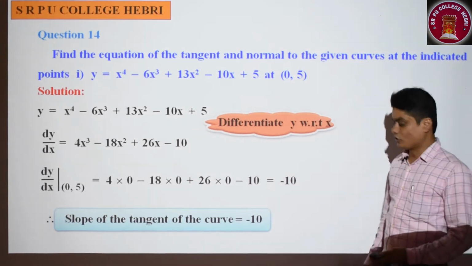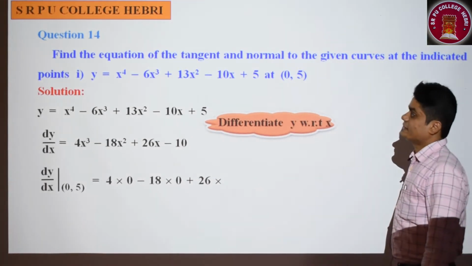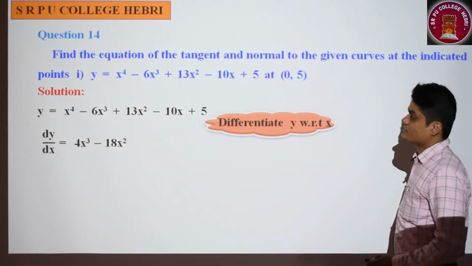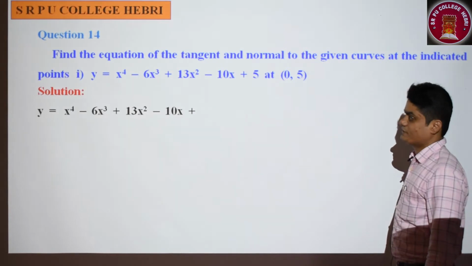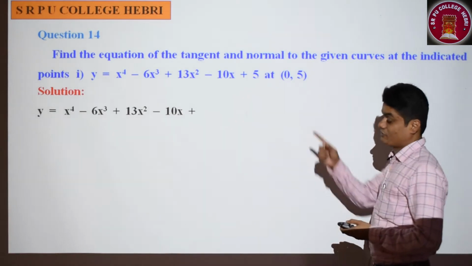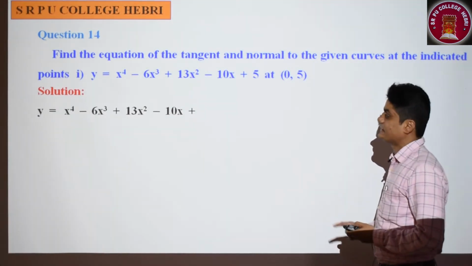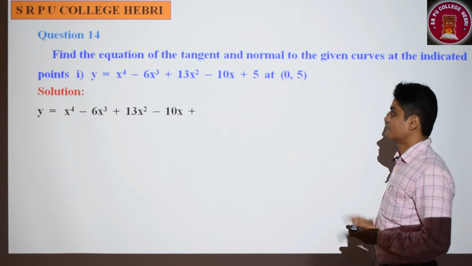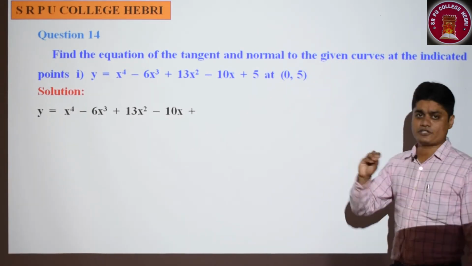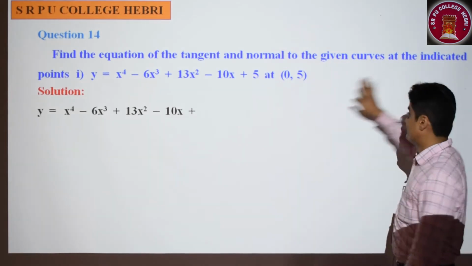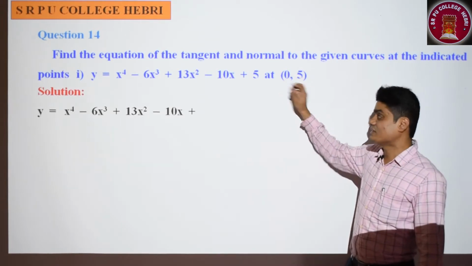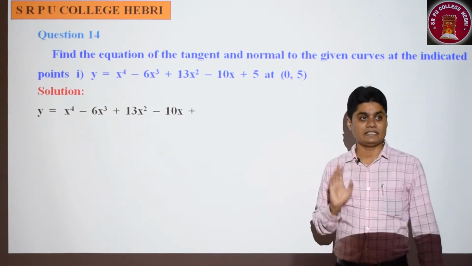Today, as the first question, we are going to find the equation of the tangent and normal to the given curve at the indicated points. The first curve is y equal to x power 4 minus 6x cube plus 13x square minus 10x plus 5, at the point 0 comma 5. See, it's a direct simple question. We need the equation of the tangent and normal. The point is given, so whenever the point is missing, the problem part will be difficult. When it is given, the solution part is very easy.